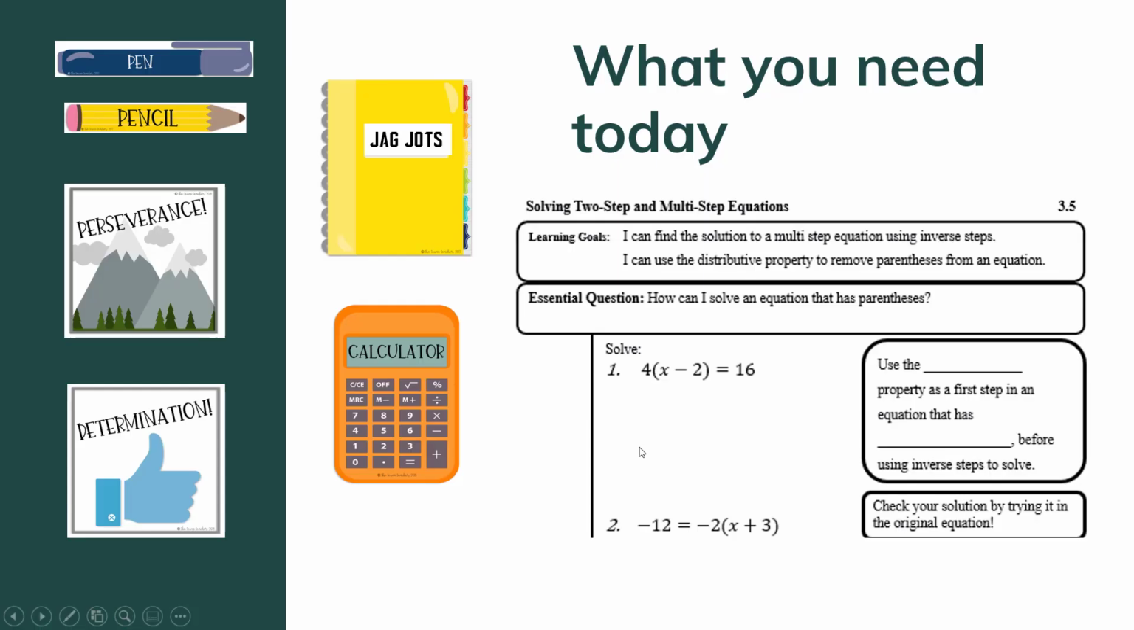You're going to need your Jaguar Jots that say 3.5, and the essential question, how can I solve an equation that has parentheses? A pen or a pencil, a calculator might be nice to have, and as always, some kind of growth mindset, including your perseverance and your determination.